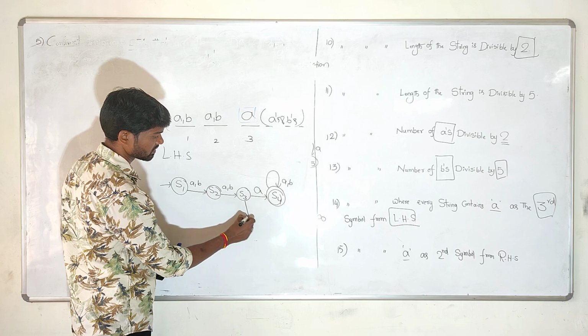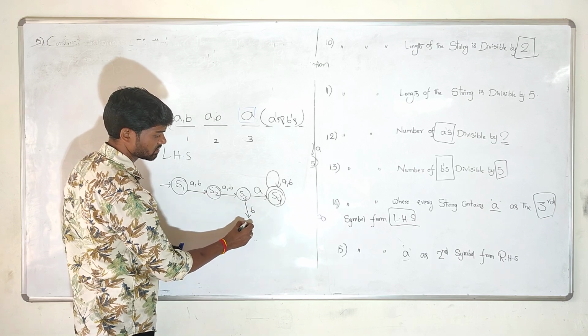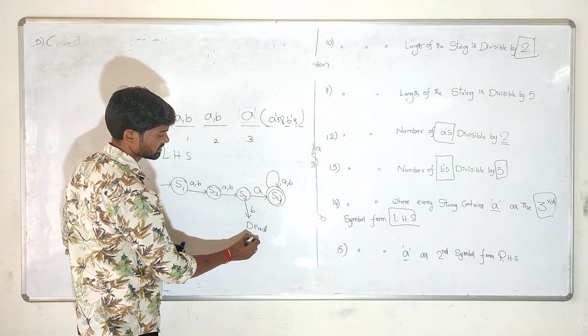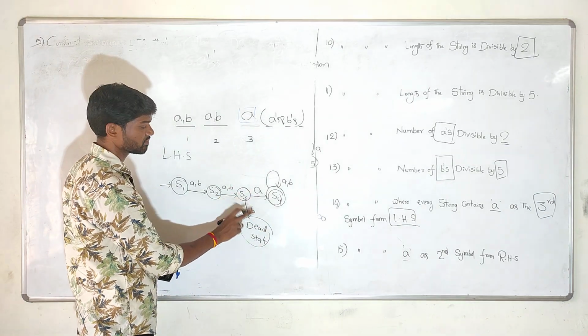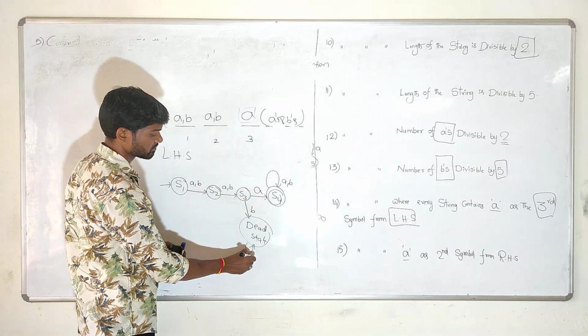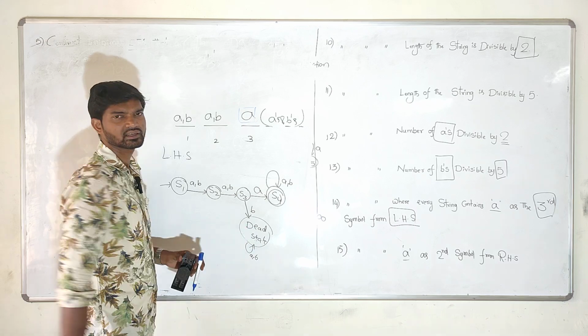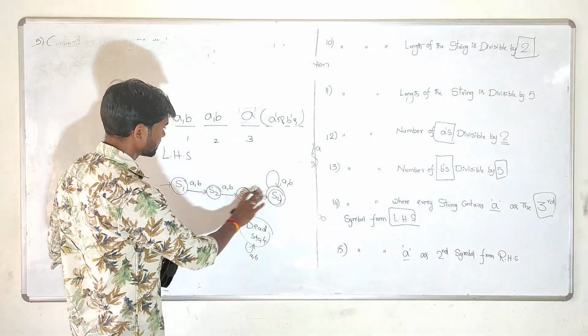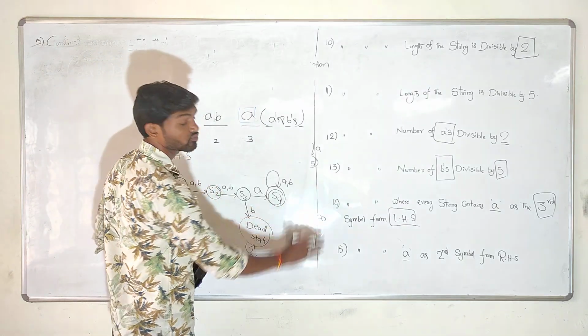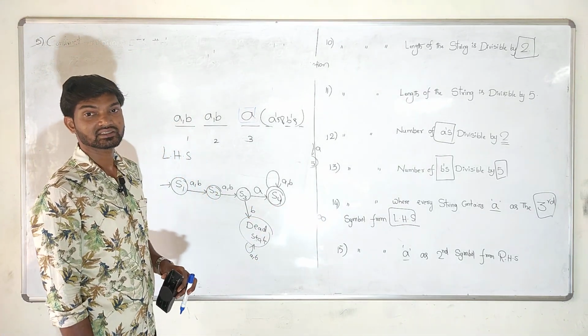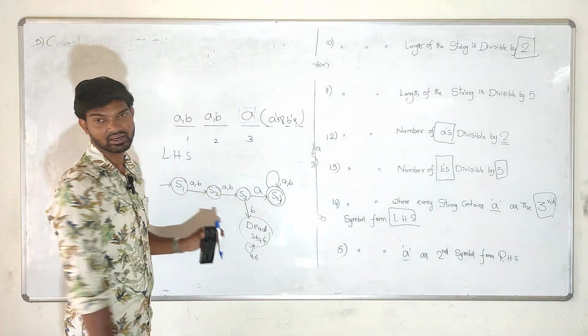But on S3, if B comes, this always leads to which state? The dead state. Why? Because the third symbol from the left hand side should be A, but not B. So if B comes, that always leads to the dead state. So this always contains 5 states for the 14th question, A as the third symbol from the left hand side.